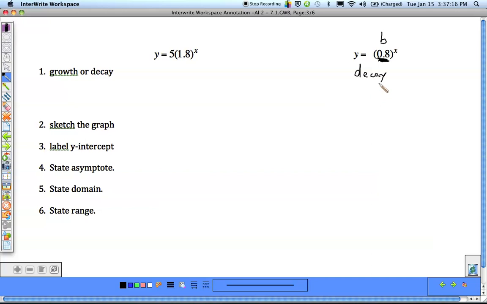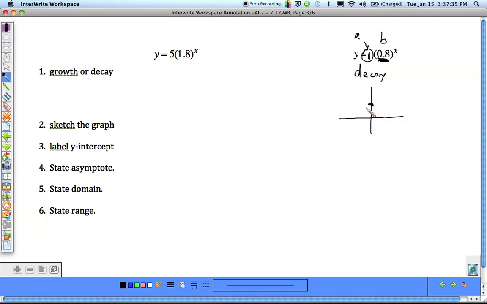But if we want to talk about the a value, because we need to know the a value should be right here. Since we don't see an actual a value, the number that we're going to put in is a 1. And that's going to help us in terms of being able to sketch the graph. When you sketch the graph, you have to show two things. The first one that you have to show is that y-intercept.